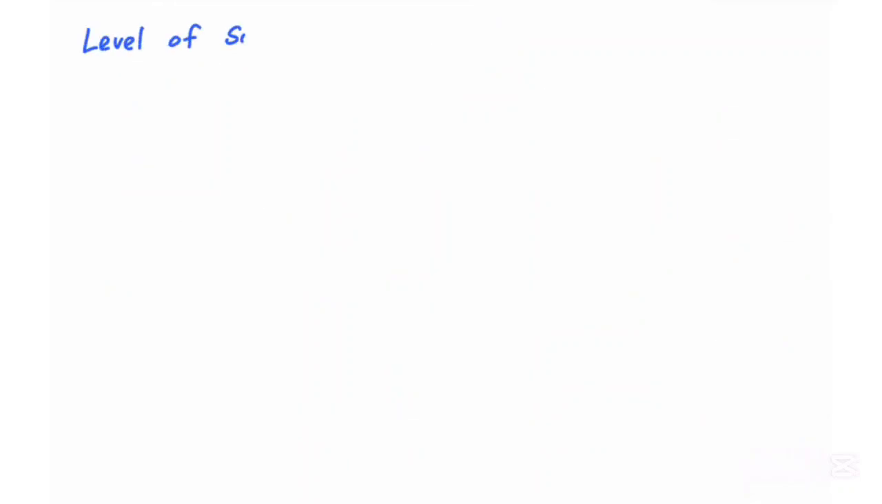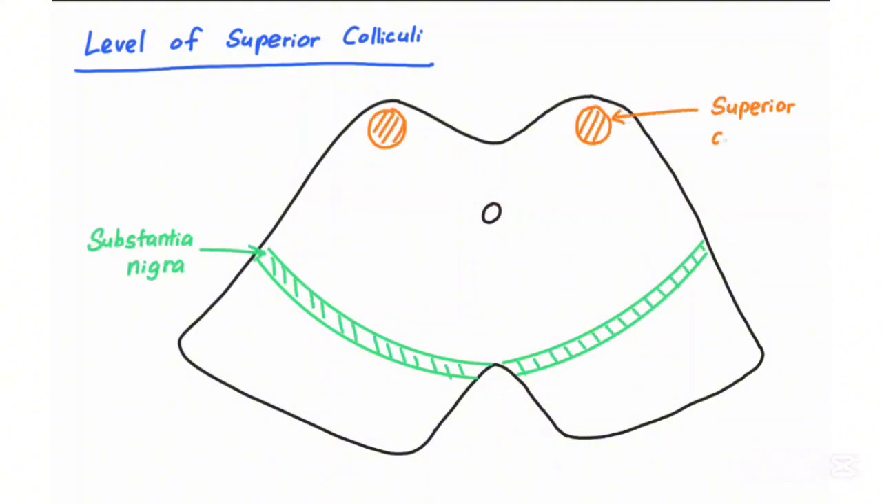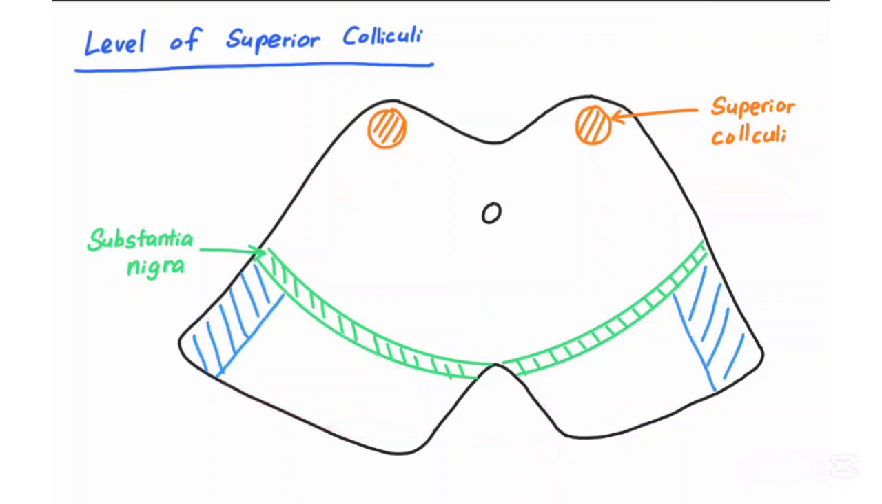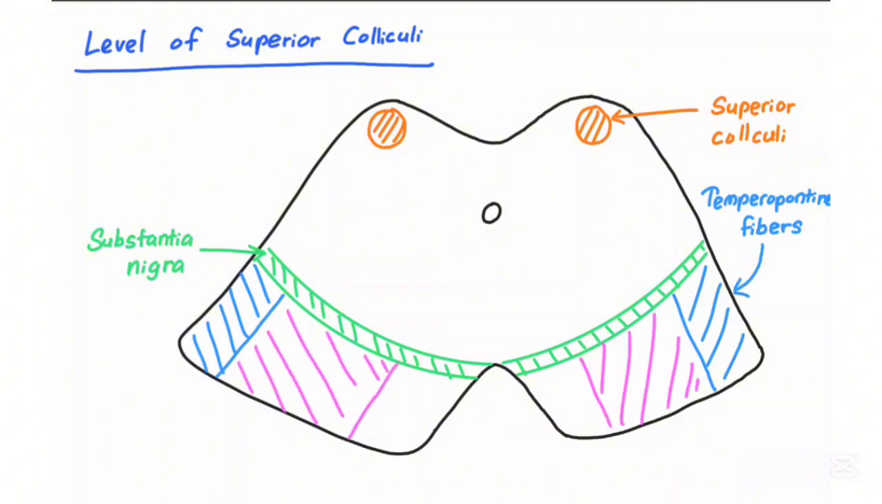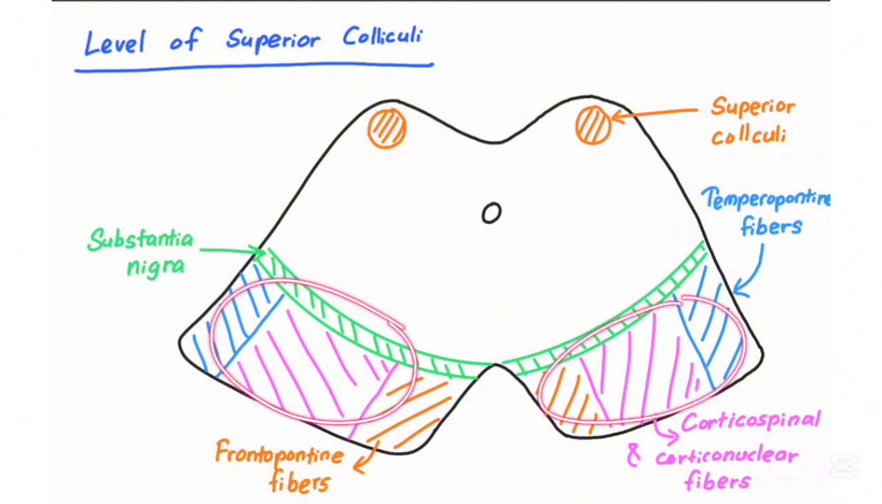So let's move to the cross-section at the level of superior colliculi. As I mentioned earlier, here's the aqueduct and the substantia nigra. Here is the superior colliculi, and in basis pedunculi, in the most lateral part, we can see the temporopontine fibers, and at the middle two-third, we can see corticospinal and corticonuclear fibers, and in the most medial part, frontopontine fibers are present. So, in between these two cerebral peduncle, we can see the interpeduncular fossa.